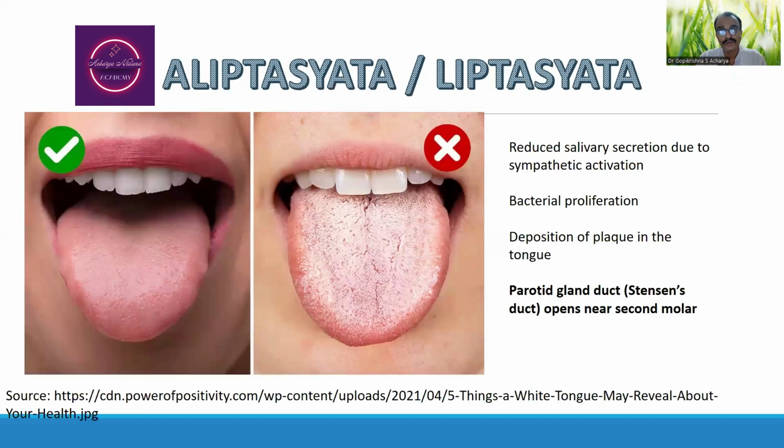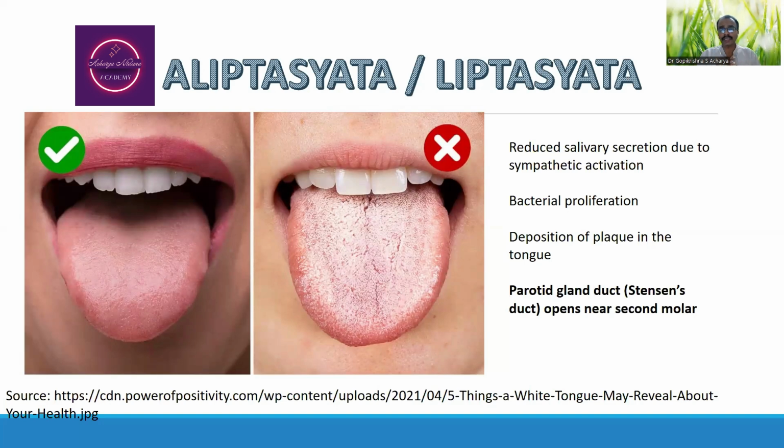Now, as far as the Ayurveda aspect of Jihva Pariksha, one of the things that is being considered is aliptasyata and liptasyata, which is nothing but coating over the tongue or absence of coating over the tongue.